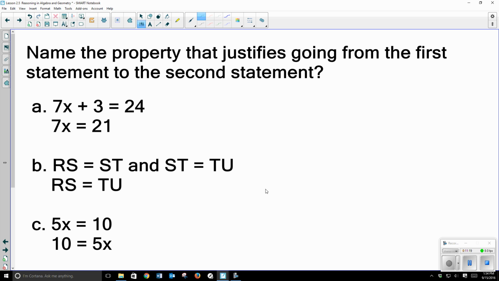Okay. So the first thing we're going to do is practice justifying statements so that we can do proofs later. Name the property that justifies going from the first statement to the second statement. So look at A, 7x plus 3 equals 24. How can you go from 7x plus 3 equals 24 to 7x equals 21? What do you have to do to get it from one step to the other? Yes, that's correct. So if we're subtracting 3 from both sides, look on page 900. What property are we using?